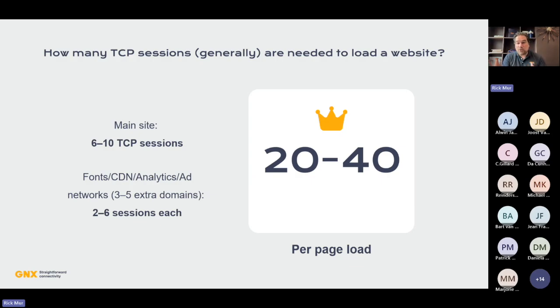There are a lot of fonts, for example, that are not hosted on the hosting server, but somewhere else on a CDN. There's analytics that need to be loaded. There may be some ads on websites that need to be loaded. There may be some videos that need to come from YouTube or somewhere else. So combining all that effort for a full modern, let's say, enterprise website to load, I need between 20 and 40 TCP sessions. Now, why is that important to consider?